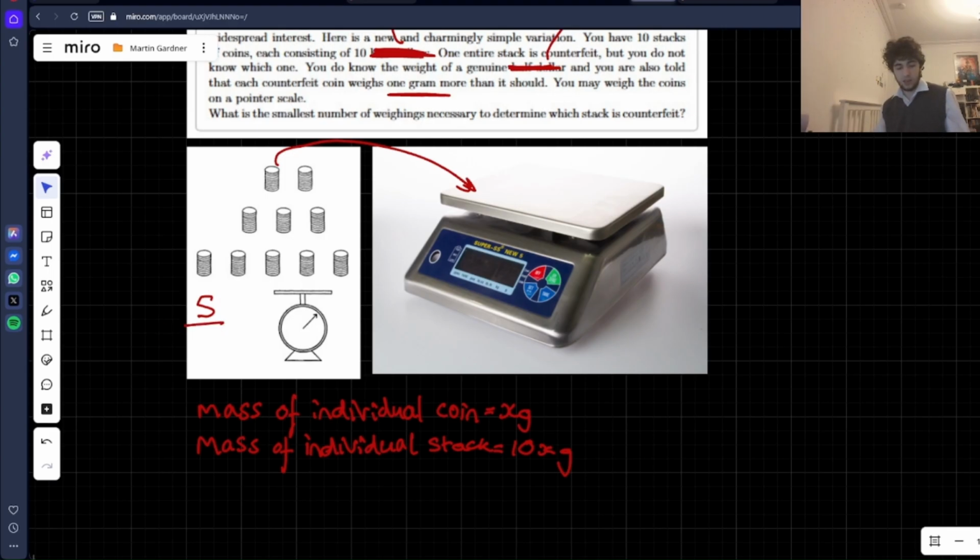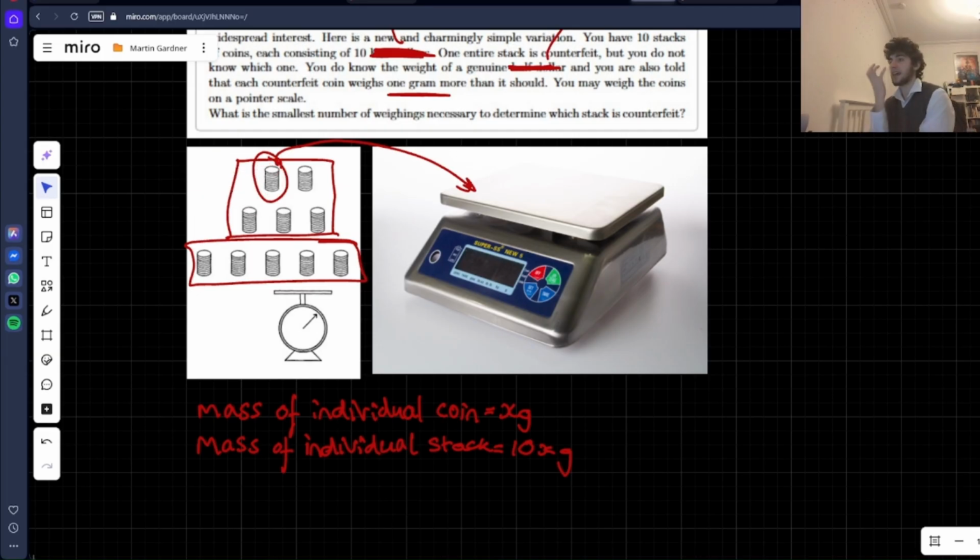And what they told me is, okay, the first thing I want to do is split these 10 stacks into 2 sets of 5 stacks of 10 coins. And then I'm going to choose one of these sets of 5 stacks to place on the scale. Now, obviously, we know the mass of each real stack of 10p coins. That's just 10x, as we've already ascertained. Maybe this is the fake stack, but you see what I'm trying to say: a stack of 10 real 10p coins will weigh 10x grams, so you know what that mass is.